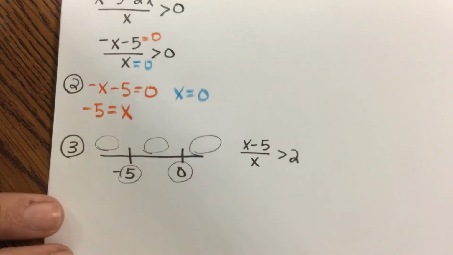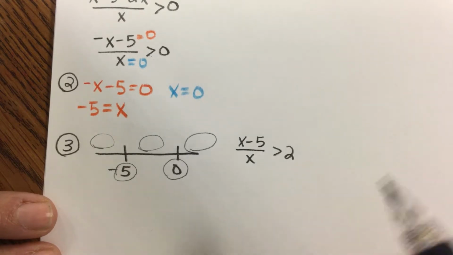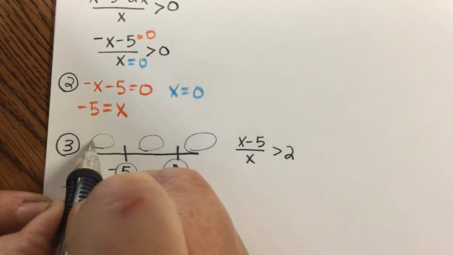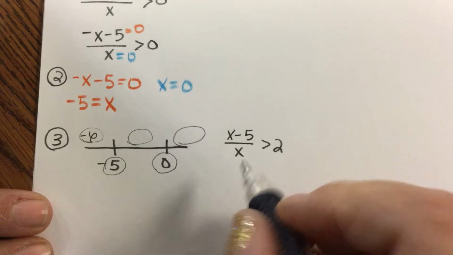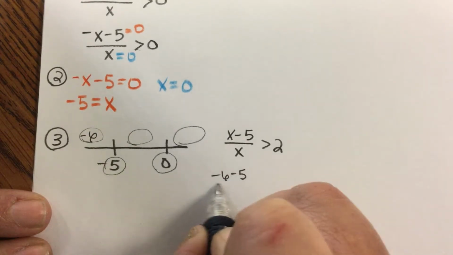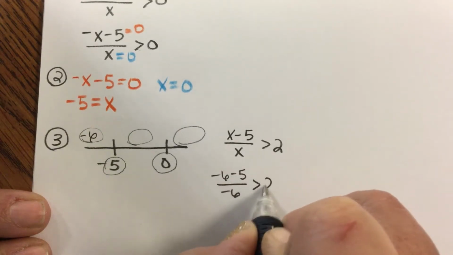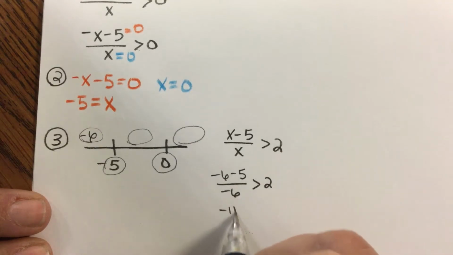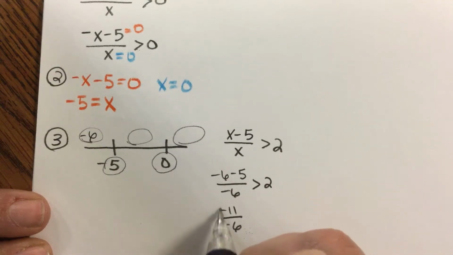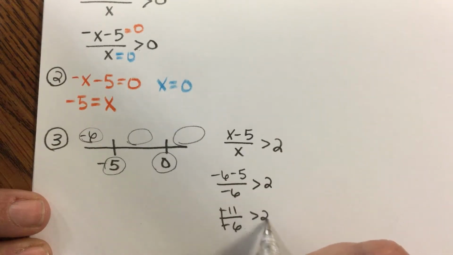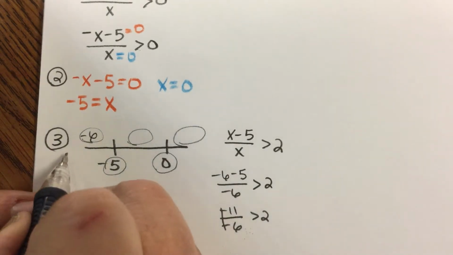Okay, so let's pick a number to the left of negative 5. Let's pick negative 6. And let's plug that in. Negative 6 minus 5 all over negative 6 needs to be greater than 2. Negative 11 all over negative 6. Two negatives make a positive, greater than 2. This doesn't quite make it to greater than 2. So this is false.